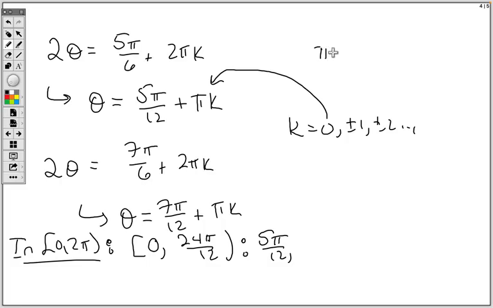Once again, it might help us to remember that pi is 12 pi over 12. Right? So instead of writing it as pi k, I can think about this as 12 pi over 12 times k. So pi k would be 12 pi over 12 times k. So when k is 1, I'd have 5 pi over 12 plus 12 pi over 12. That's 17 pi over 12.